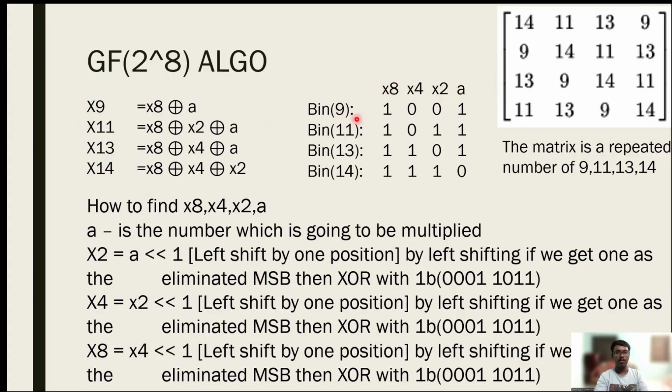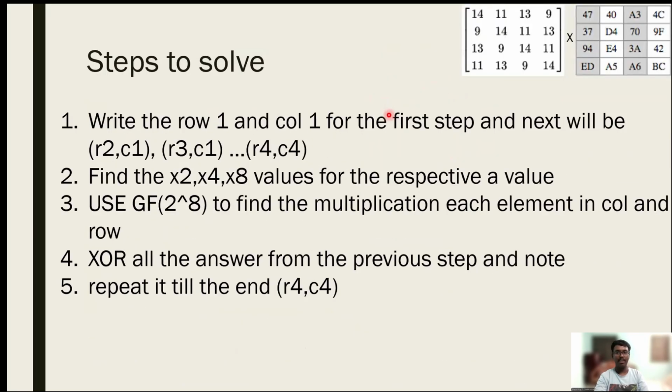For the binary equivalent of 9, just take wherever the 1 is. We have 1 at x8 and at A. So for 9, the equivalent answer is x8 and 1. Likewise, for 11, we have 1 at x8, another at x2, and another at A. We just XOR these to get the answer. Likewise for 13 and 14. So this is the equivalent answer for the power of 2 decomposition.